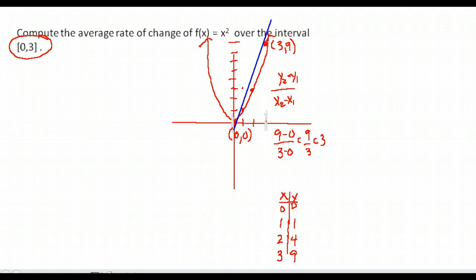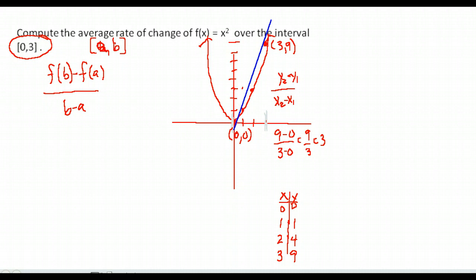Now the formula they use for this, so that you don't have to draw out a graph, I believe this is it, is f of b minus f of a over b minus a, and this is the rate of change over the interval from a to b. Still kind of weird looking, I know.